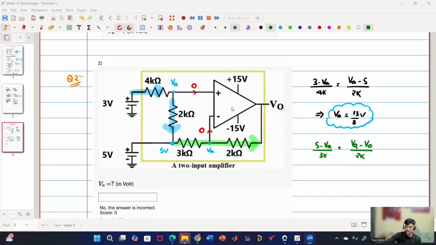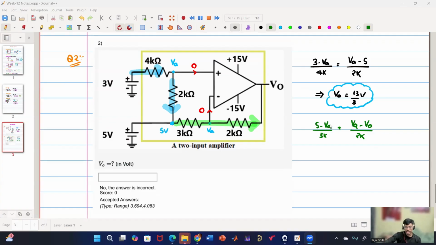So I can see that 5 minus VA is positive. So VA minus V0 should be positive. From that logic, I can say that V naught will be less than 13/3, so V naught will be less than 5. So I think you have made a mistake. Kindly cross-check. 3.888. So Gyanendra says 3.888.